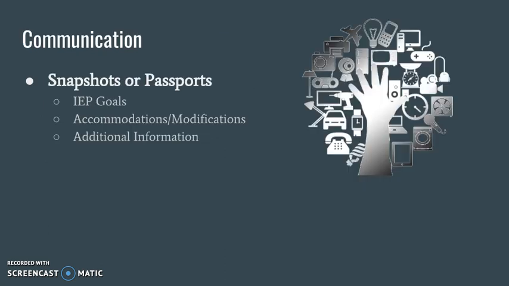With all of this, communication is important. In order for teachers to be able to provide accommodations and follow the IEP, they need to know which students are on an IEP, and they need to know what is on the IEP. One way this information is communicated is with the student snapshot, or passport. The snapshot has information about the student's IEP goals, accommodations and modifications, and any relevant additional information. Each teacher should be given a snapshot by the student's case manager.